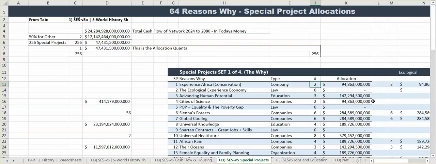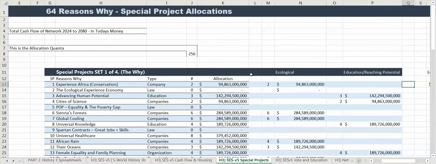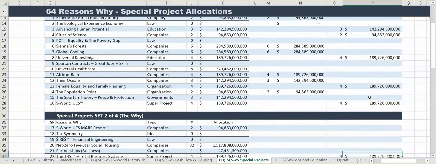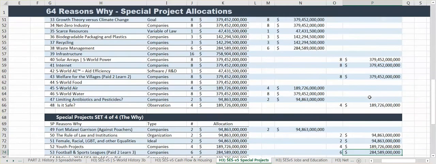And we can see here the allocations: two for Experience Africa, which is conservation, none for the Experience Economy, because that's a law, Advance the Human Potential 3, Cities of Science 2, Sienna as far as 6. And we can just see over here, this shows whether it's ecological, what the main purpose is. This one's ecological. And this is education. And we go through 64 different projects.